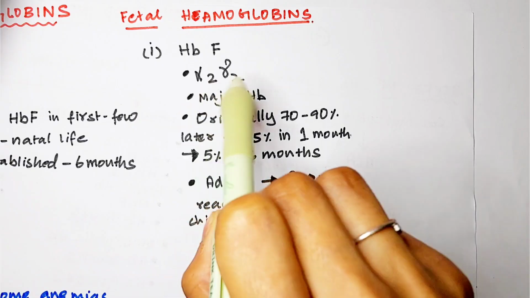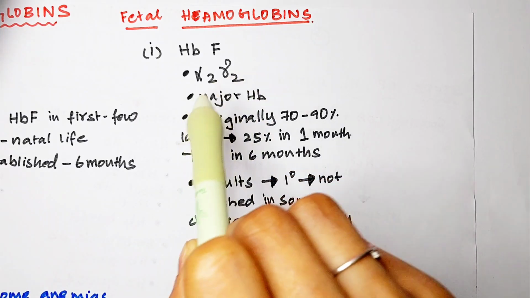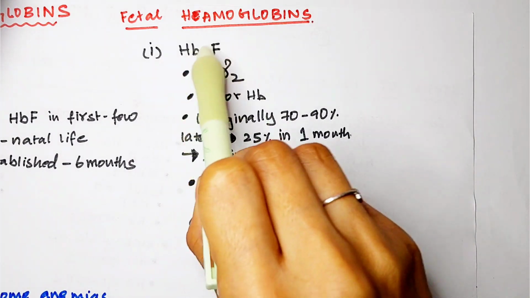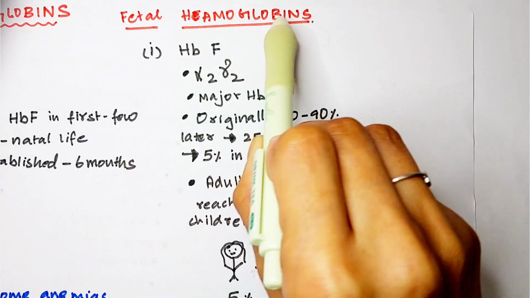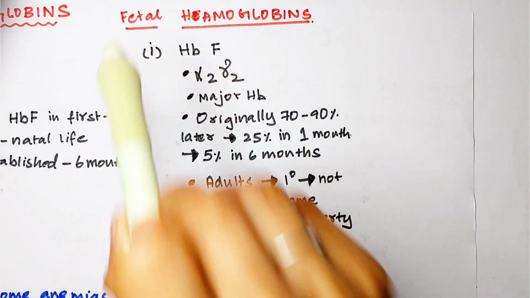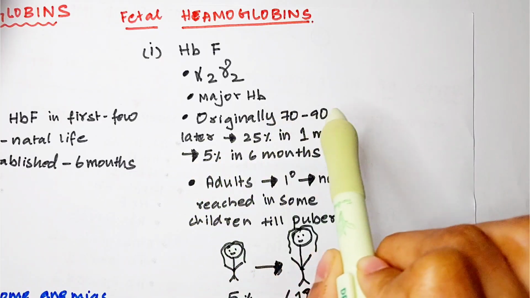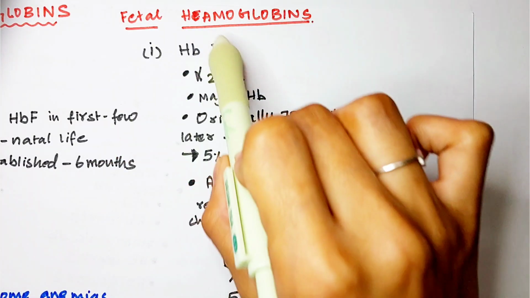All right, I get it. These are pretty tough to memorize, but repeat after me. HbA is alpha 2 beta 2, HbA2 is alpha 2 delta 2, and HbF is alpha 2 gamma 2. And this HbF comprises the major hemoglobin of the fetus, obviously, because F for fetal, yaad rakh lo. Originally, it comprises 70 to 90% of the hemoglobin.